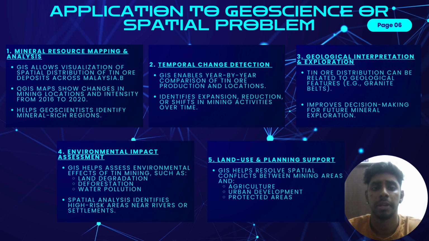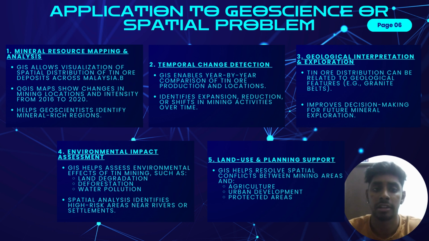Okay, as for my part, I'll be explaining the application. So first, GIS helps us map and visualize where tin ore deposits are located in Malaysia. Using QGIS, we can easily identify areas with higher tin mining activity. This is very important for understanding the spatial pattern of mineral resources.